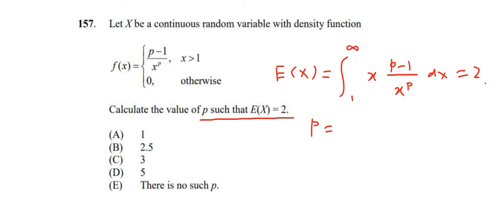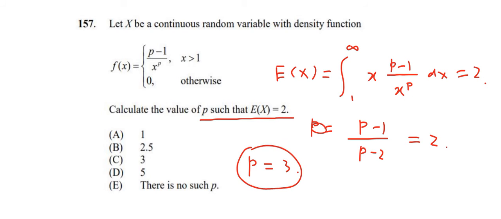Find this p. p is a constant, right? So here for the integration, (p minus 1) x^(-p) dx, we can integrate it out. We find this integration equals (p minus 1) over (p minus 2). So we let this equal 2, and we find p equals 3. Oh, so we are done. This problem is easy, right?